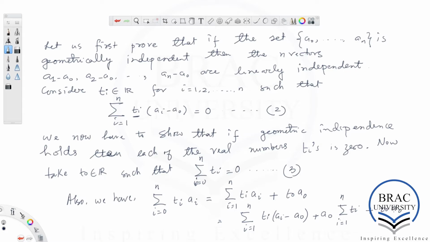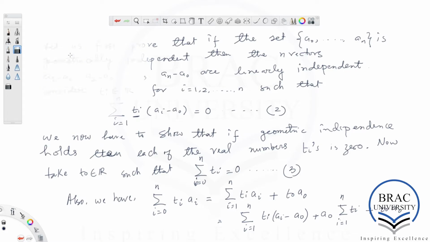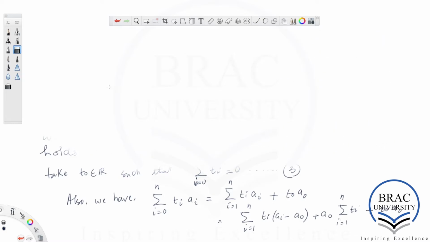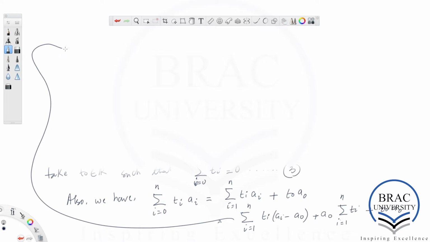So that we are good. And this then gives, the left hand side, the sum over all Ti times Ai, where i runs from 0 to n, is equal to this expression.